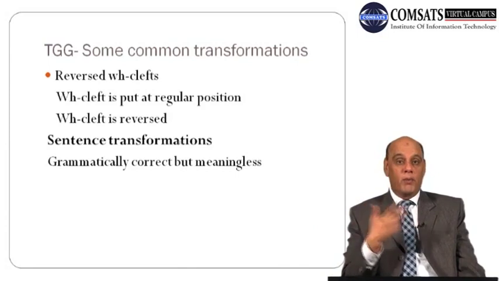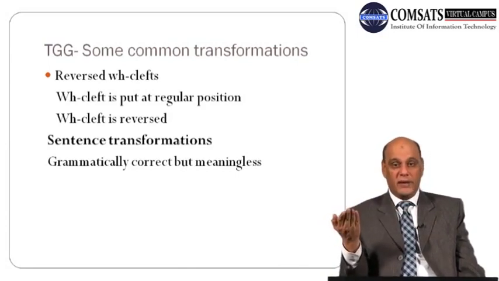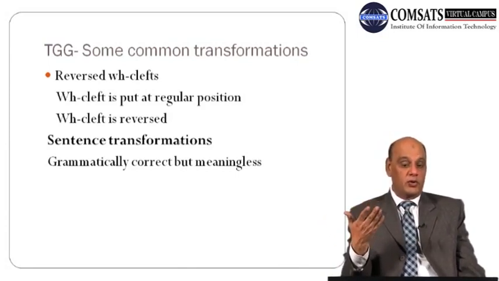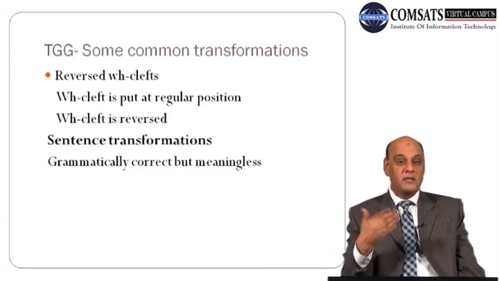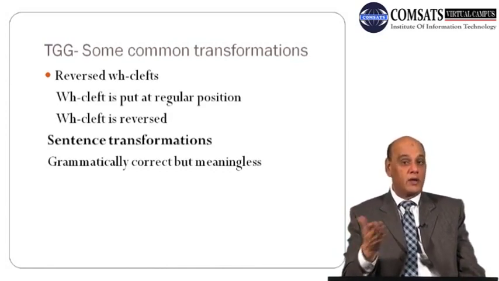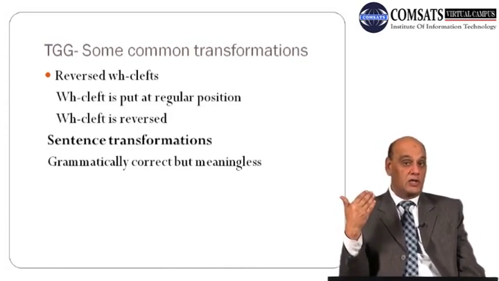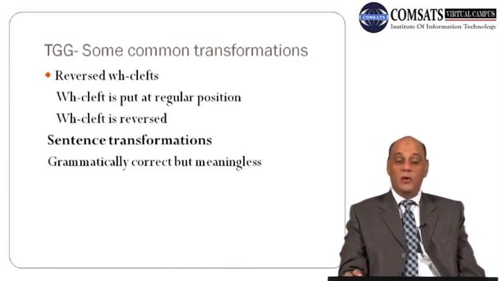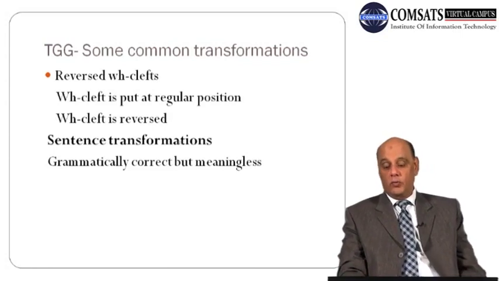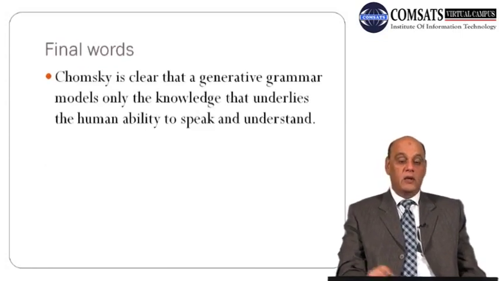So both things have to be catered for, and both things have to be looked at: the grammar plus the meaning, the grammar and the context. Some correct meaning should come out of that sentence, and it should be grammatically correct. So in this transformation you have to look at both things.